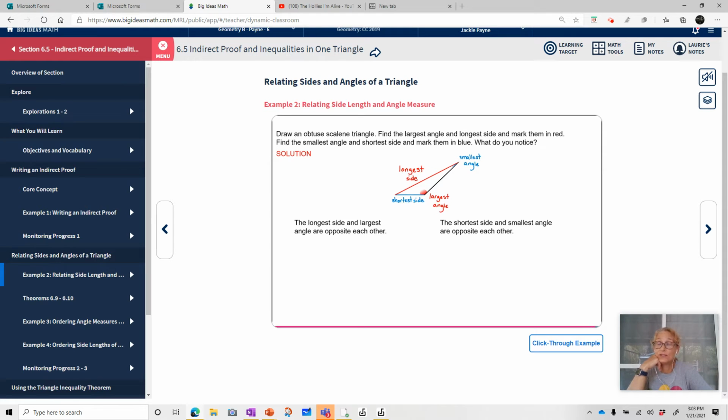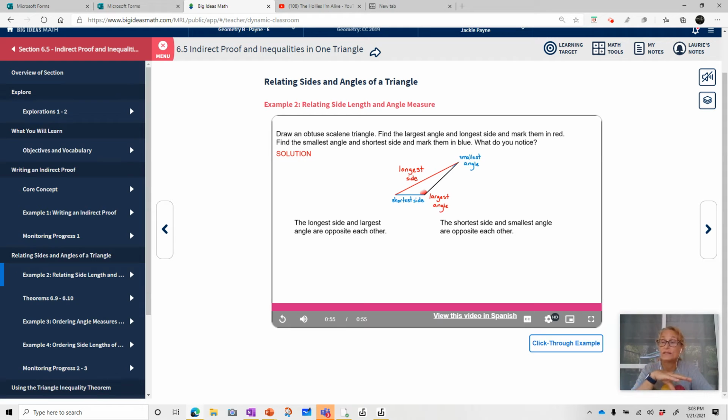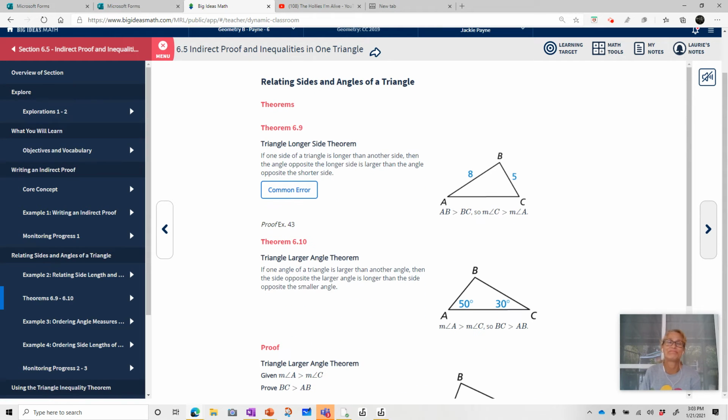So if I was going to ask you, just by looking at a triangle, to order the sides by length, the longest is across from the largest angle, the shortest is across from the smallest angle, and the other one is in between. We actually have theorems for this, the longer side theorem and the larger angle theorem. Theorem 6.9: if one side of a triangle is longer than another side, then the angle opposite the longer side is larger than the angle opposite the shorter side.